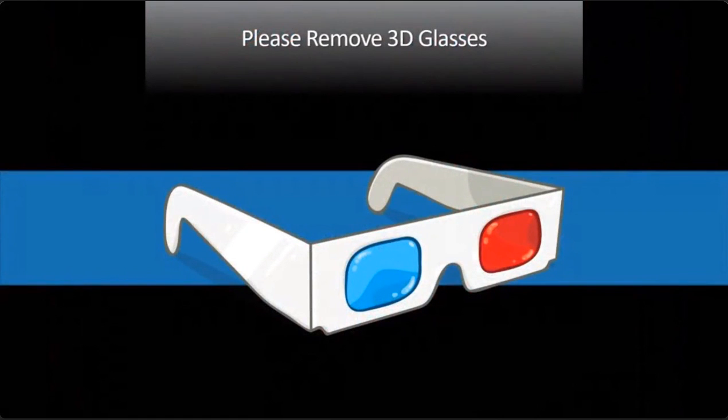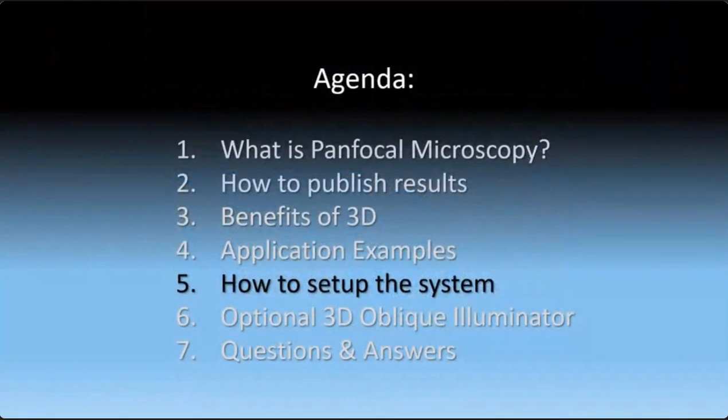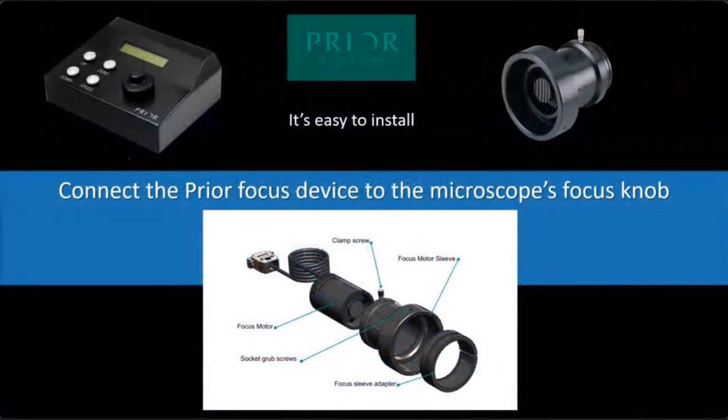Okay, you can take off your 3D glasses now, and I want to continue to tell you about how you set up the system and then talk about the optional 3D oblique illuminator. So setting up the system is really easy. Essentially, you get a Prior Scientific focus drive. The focus drive consists of a motor drive, which is on the right-hand side there, and the little control unit on the left-hand side there. And the end of the focus drive has an adapter sleeve that fits over the focus knob of your microscope.